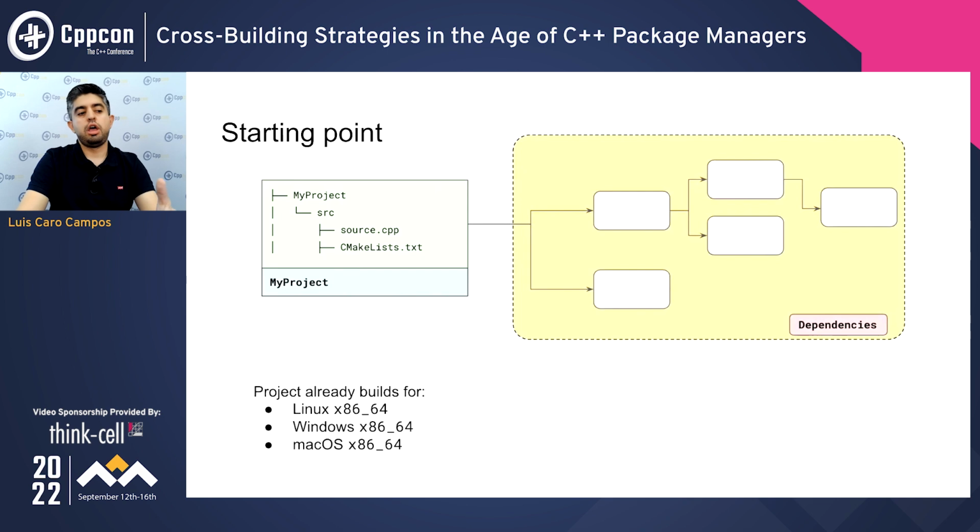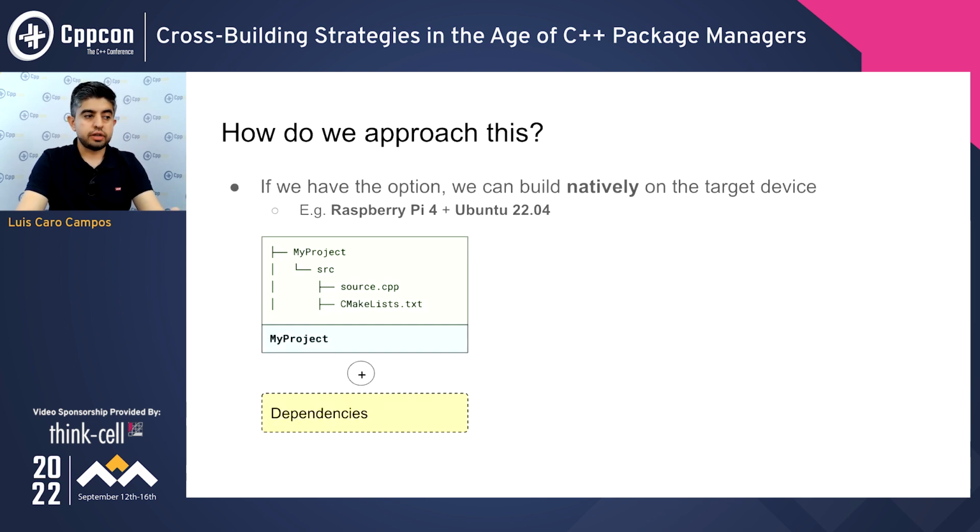So the goal is, can we build our project? And in order to do that, can we build the dependencies? As an example, let's say we want to target Linux on 64 ARM. So how do we approach this?